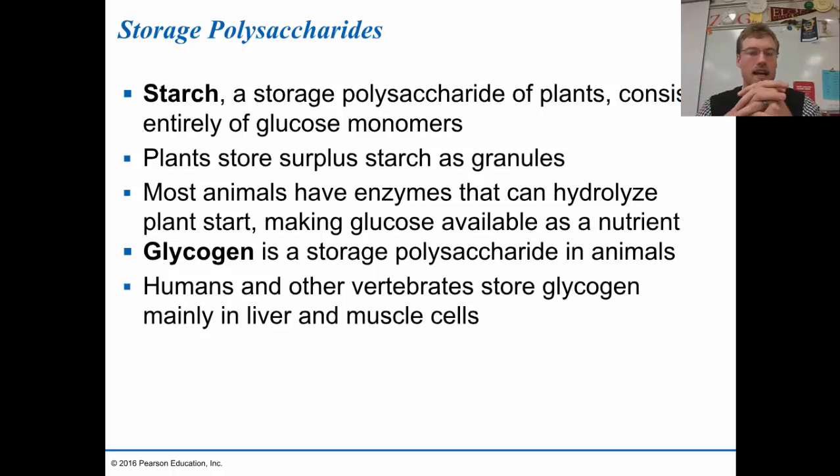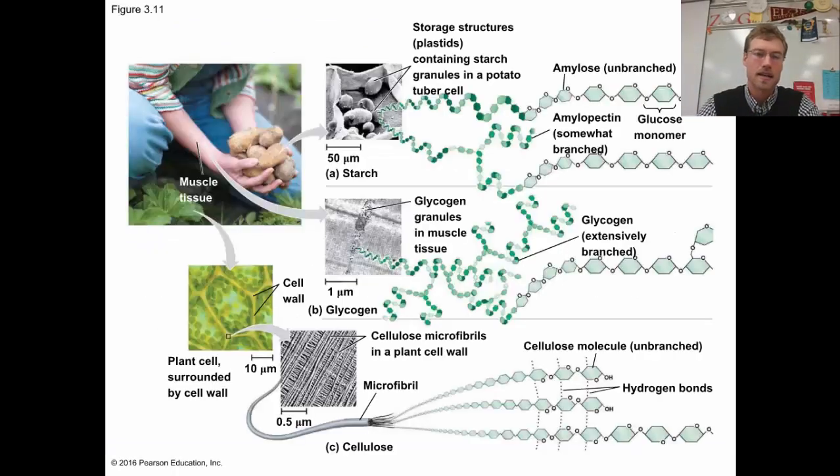Most animals have enzymes that can hydrolyze the plant starches, so they make glucose available as a nutrient. So they're breaking down the starch in order to get at the glucose that is the monomer that makes it up. Glycogen is the storage polysaccharide in animals. When we have excess glucose, we take that glucose and we store it as glycogen, usually in the liver and also in the muscle cells, so that the muscles can access that energy quickly.